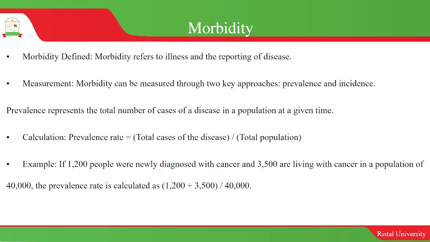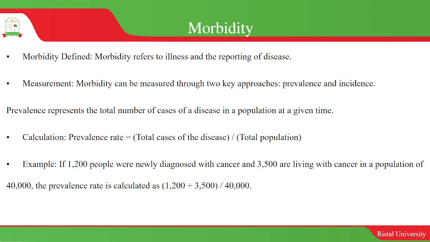Okay, so when these parameters, let us start with what we call morbidity. Morbidity basically refers to illness or reporting of disease. If a patient comes and you check for malaria and they are positive, that is a case of malaria. So it's a report of a given disease, the patient having a particular disease. That is morbidity.